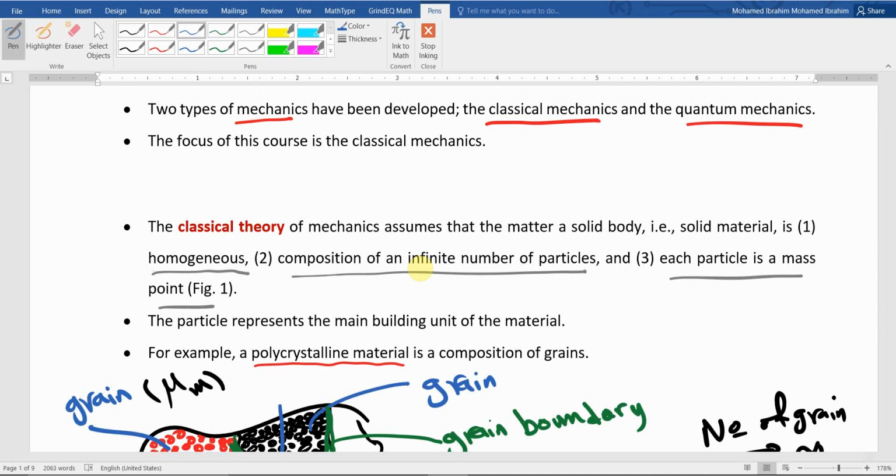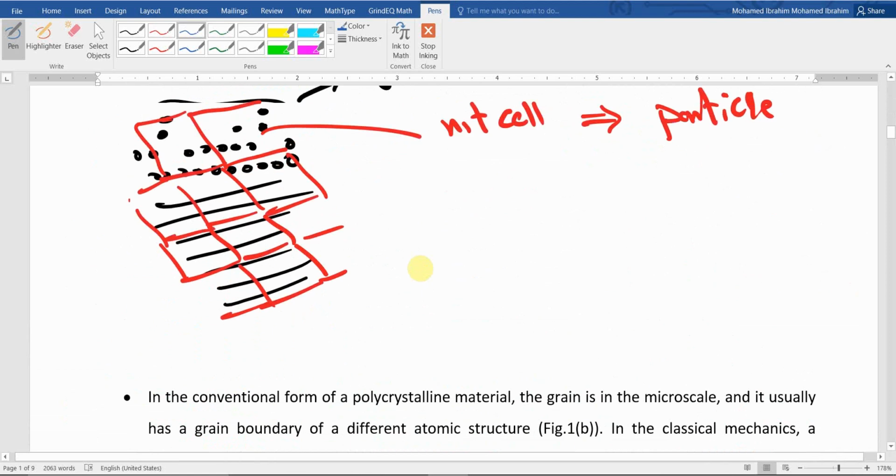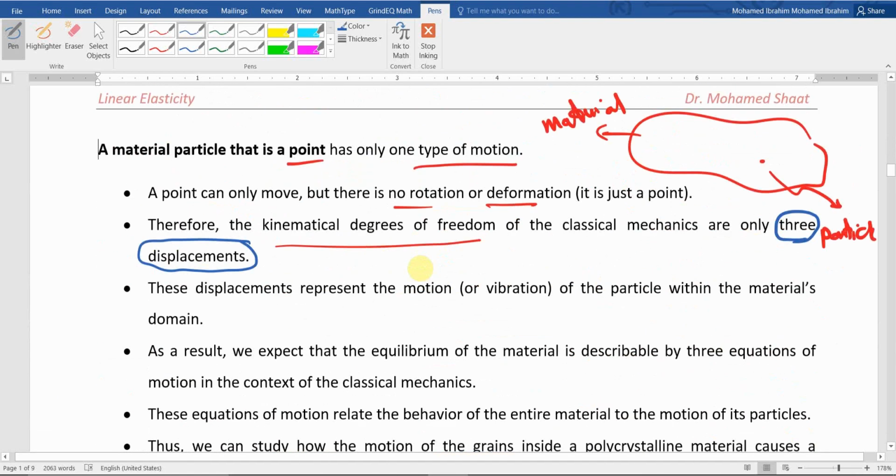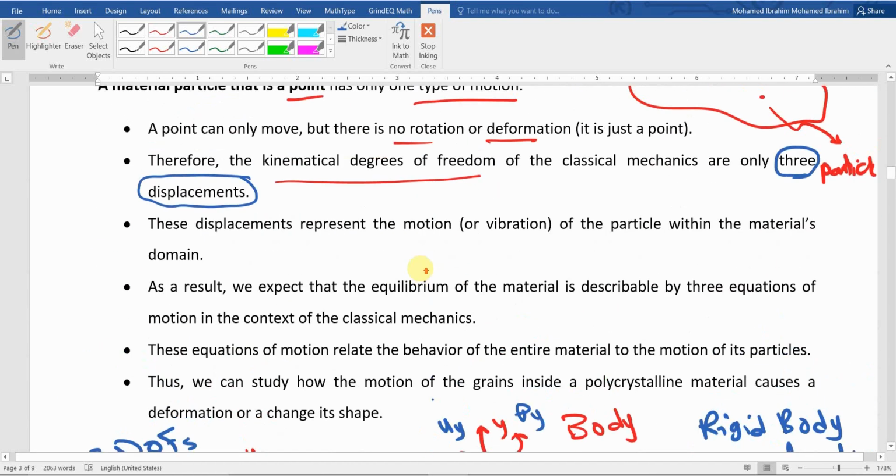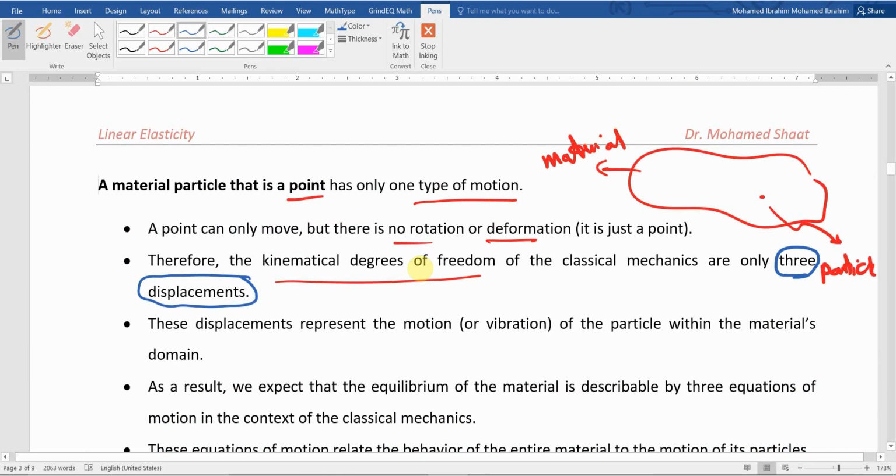Make sense? We mentioned that in the case that we do have an inhomogeneous material, like a composite material, before we apply classical mechanics, we have to use a homogenization technique to come up with an equivalent homogeneous material. Then we can apply the classical mechanics. Classical mechanics assumes that the particle is a point. A point has only 3 degrees of freedom: it can move along x, along y, along z. It has no shape, it has no size to be deformable or to rotate.